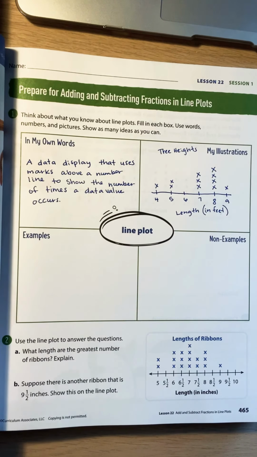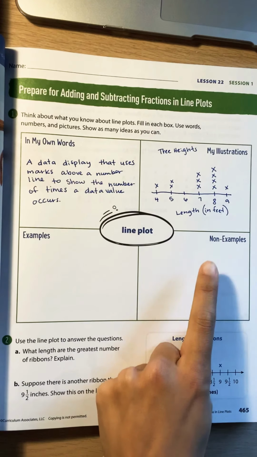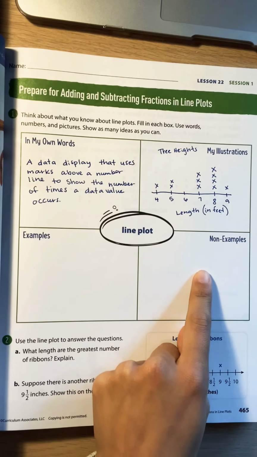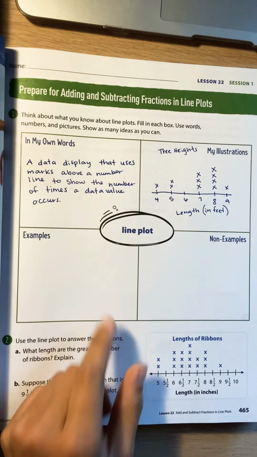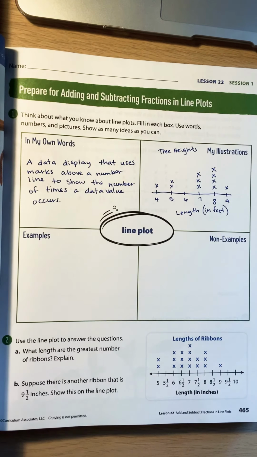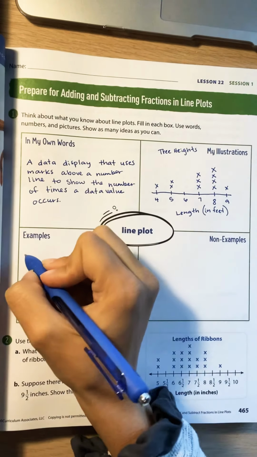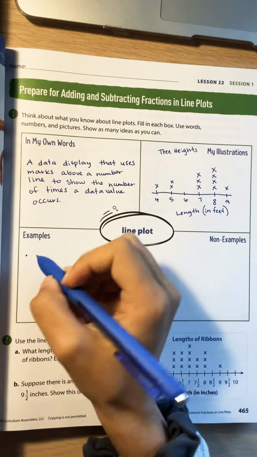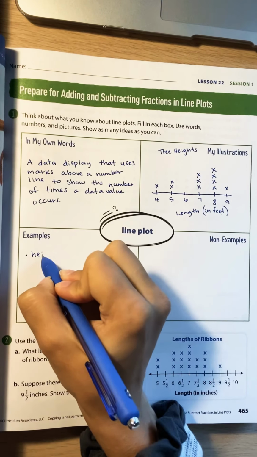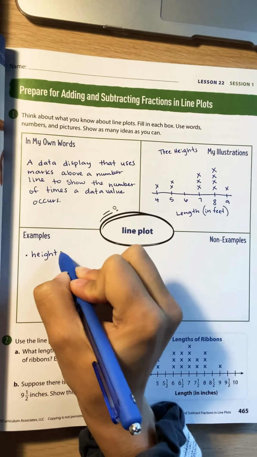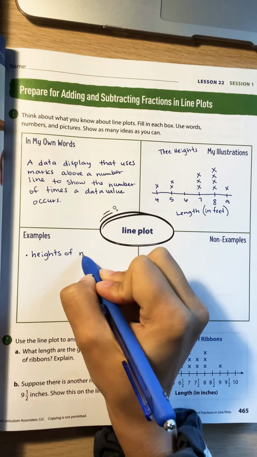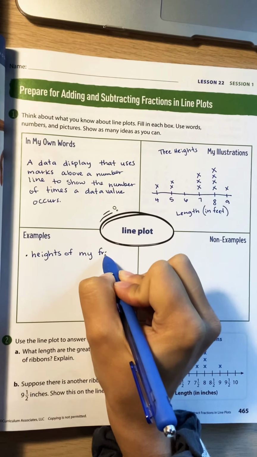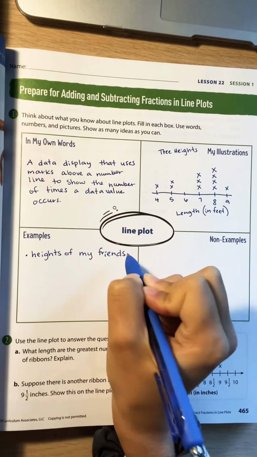But there are certain things that we cannot measure with a line plot, which is the non-examples. Okay, so first we'll do some examples, and it's just going to be a list. We're not drawing different line plots, okay? So what are things that you can show with a line plot? I could show height of my friends. I could show that in a line plot.